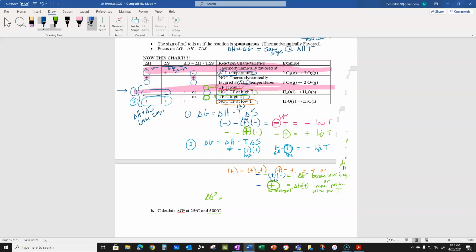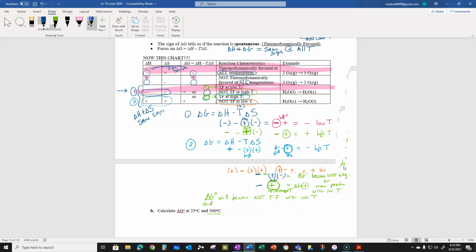The delta G will become not thermodynamically favored. I'm only abbreviating that, ladies and gentlemen, because of time. Not thermodynamically favored with increasing temperature. So as you keep increasing temperature, it's just going to become more and more not thermodynamically favored. So the driving force for this production of ammonia becomes even smaller with increasing temperature.